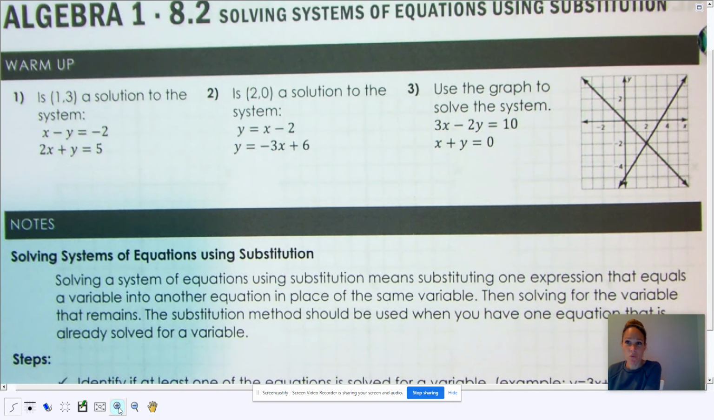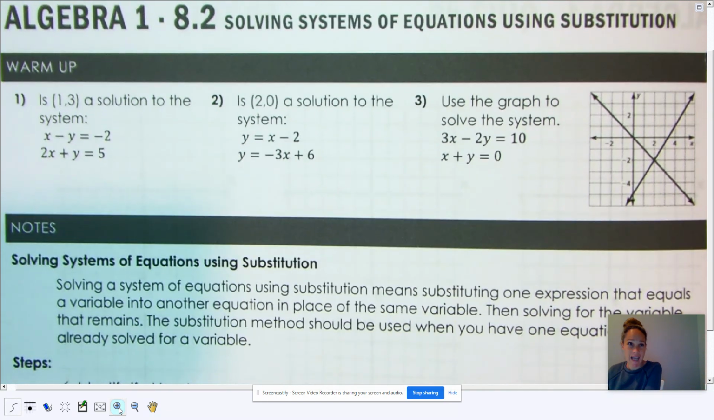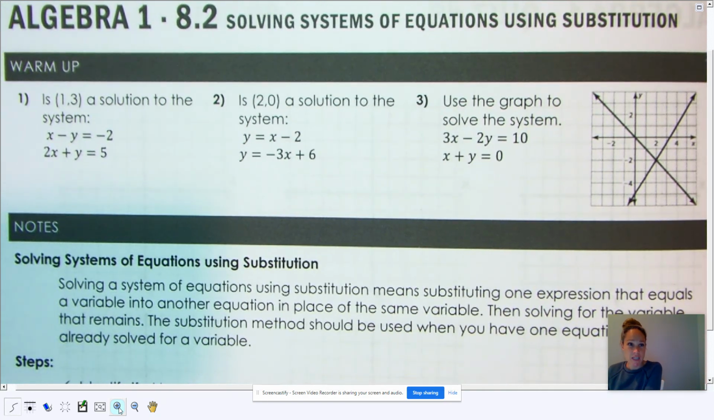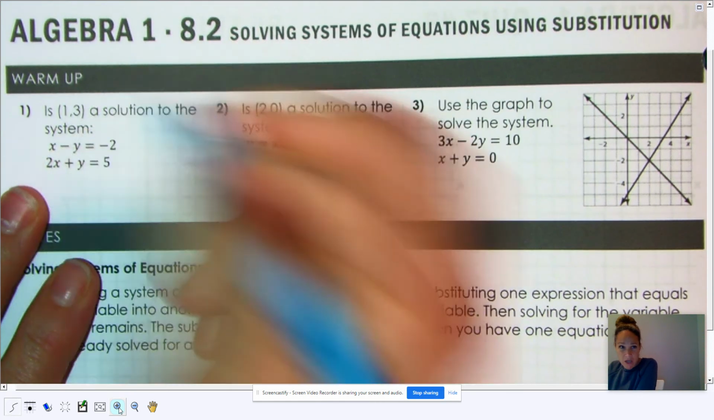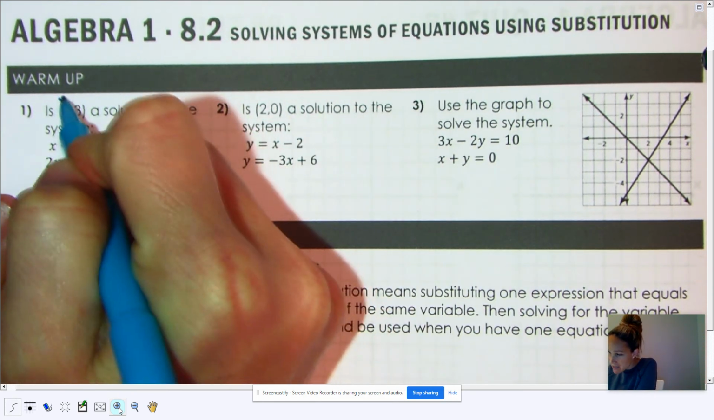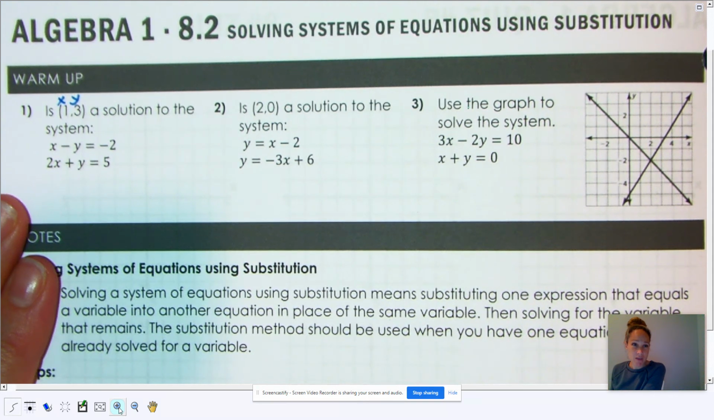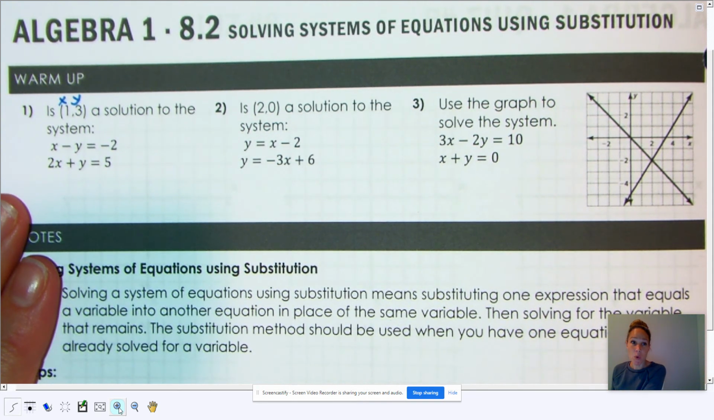So first we'll start with the warm-up, which is a little bit of review from last week. The first question is, is (1, 3) a solution to the system? And remember, for it to be a solution to the system, it has to work in both equations. The point goes alphabetically: this is x, this is y. So we're going to plug those values in for x and y in both equations.